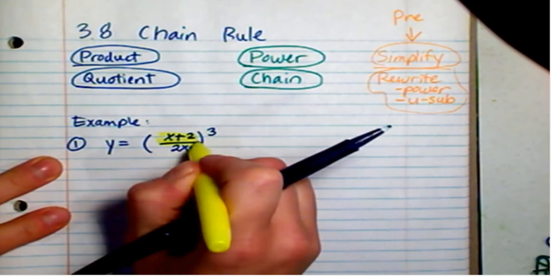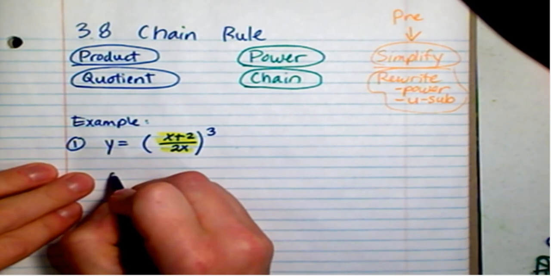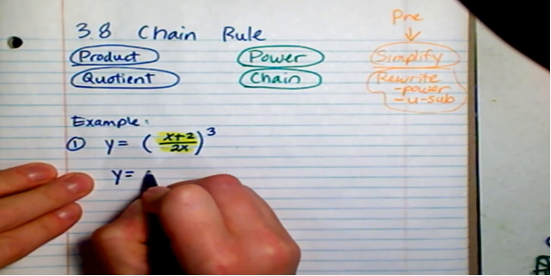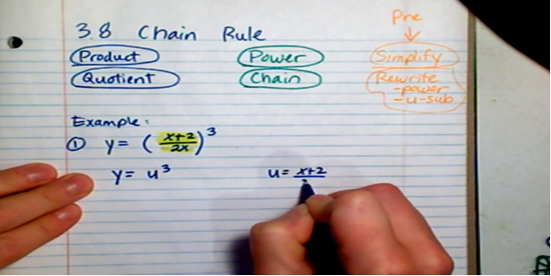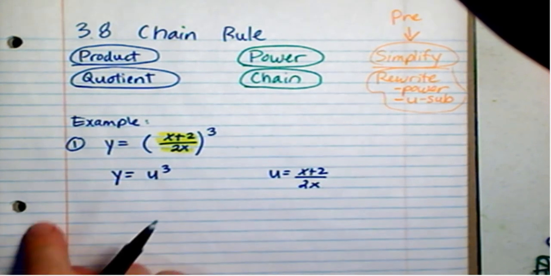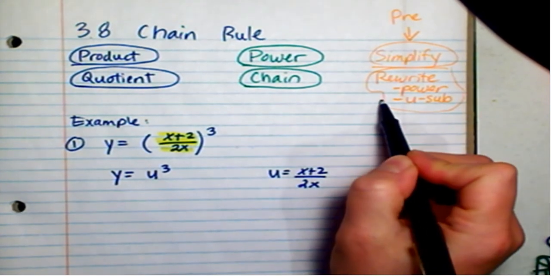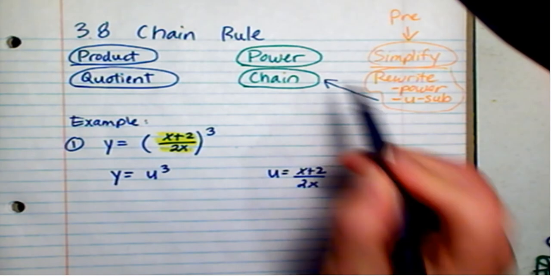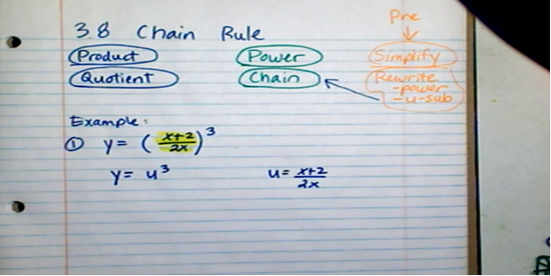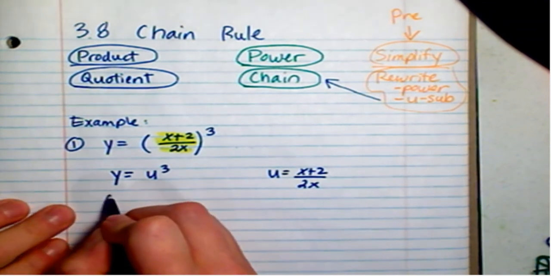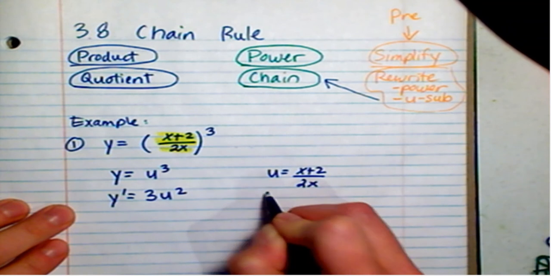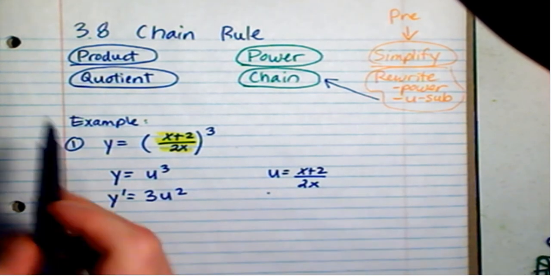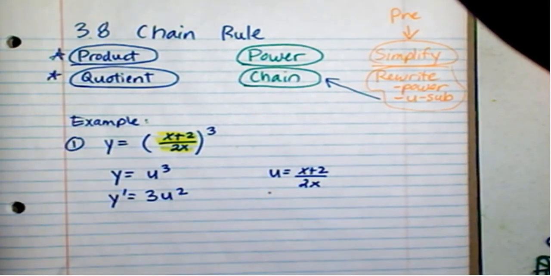And so I'm going to highlight and I'm going to split it up into two parts. U cubed and U equals x plus 2 over 2x. Okay, notice that because of the U substitution, that's going to give me the chain rule. Y prime equals 3U squared. Well, okay, U prime, guess what, guys? These two things over here, they're just separate things, okay?